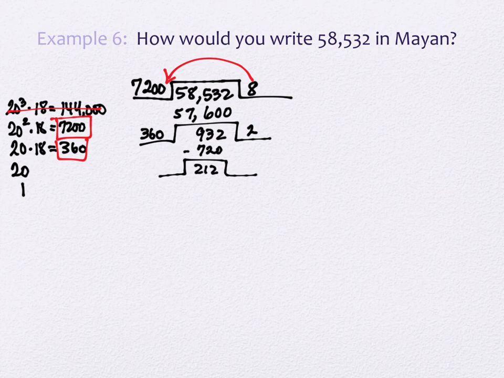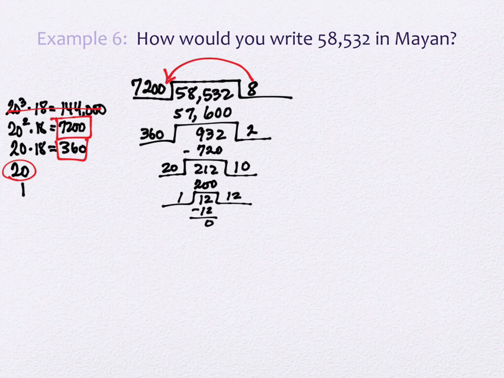We go down our list of values that we're dividing by. The next value to divide by is 20. How many 20s are there in 212? 10. 10 times 20 is 200. Leaves me with 12. We always continue dividing all the way down to the number 1, right? The number 1 will catch any leftovers that we have. 1 goes into 12 times, leaving me with a 0 at the end.